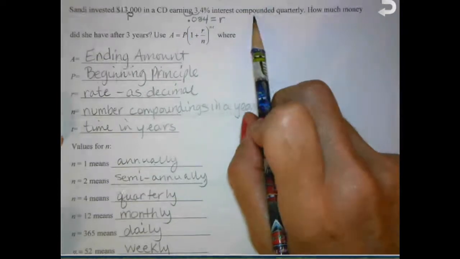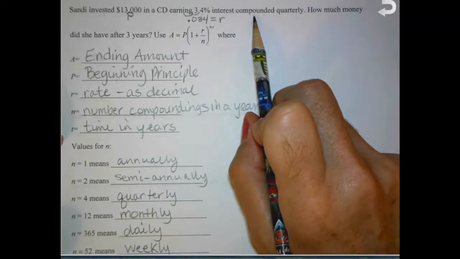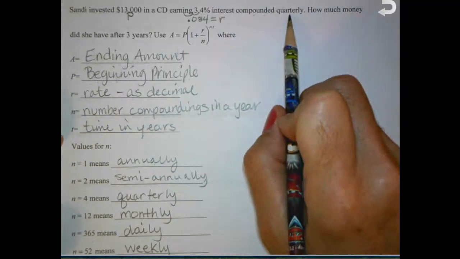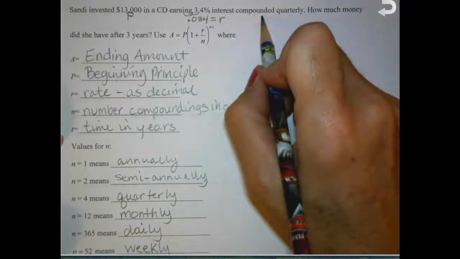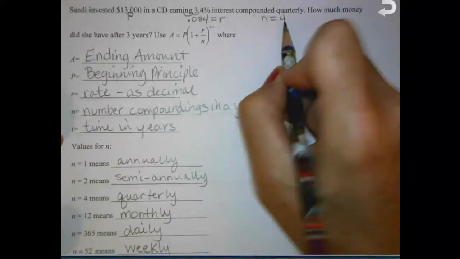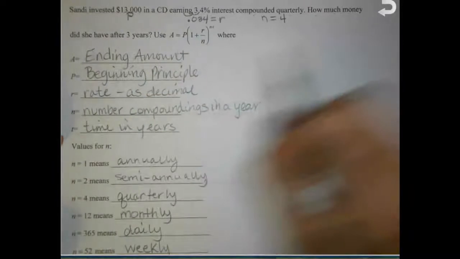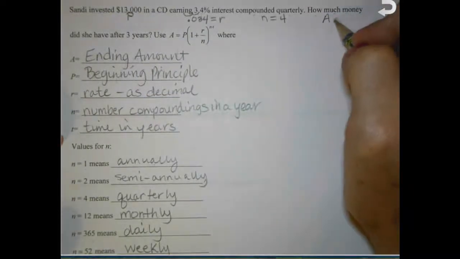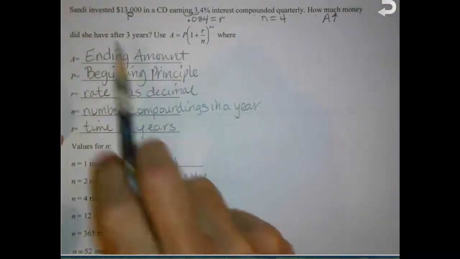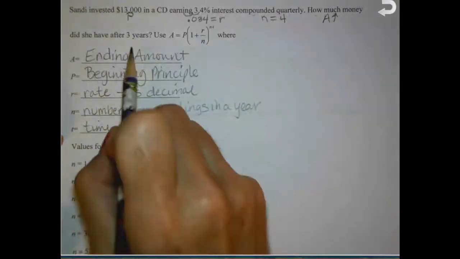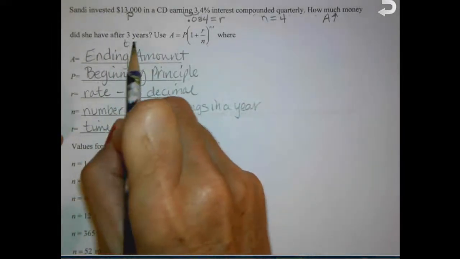Compounded, there's our keyword that tells us we're going to see the value for n very soon. So compounded quarterly, quarterly means 4 times a year, so our n is going to be 4. And how much money did she have? That's our A. We don't know how much money at the end, so after 3 years, and in 3 years is going to be our T.